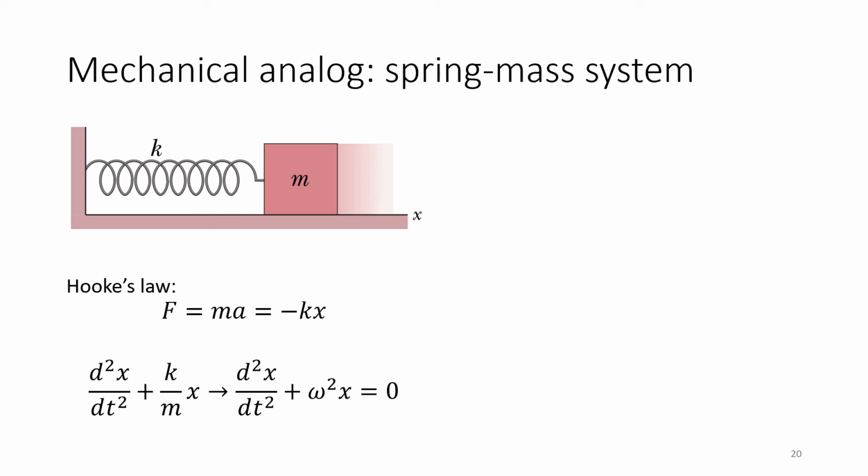Recall the system. A block of mass m slides on a frictionless plane as it's attached to a spring of constant k. The working equations are F equals ma equals negative kx. Describing acceleration a as the second derivative of position with respect to time, and a bit of algebra, we get d squared x over dt squared plus k over m x equals 0. For convenience, we express k over m as omega squared, a nifty substitution that we'll see later.